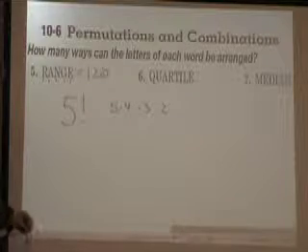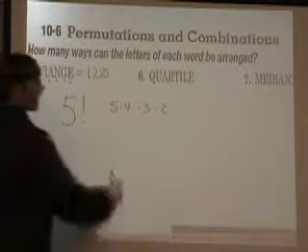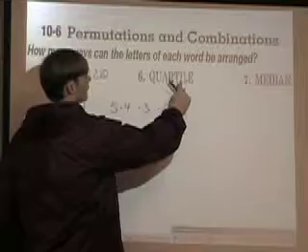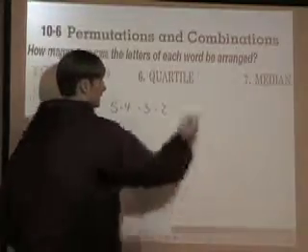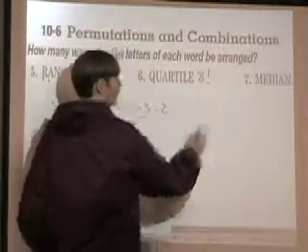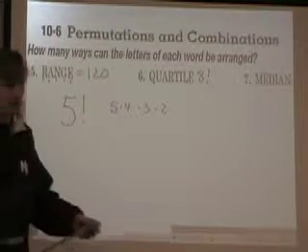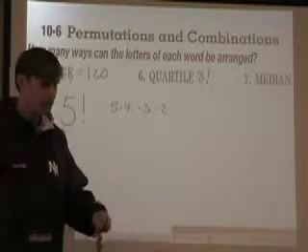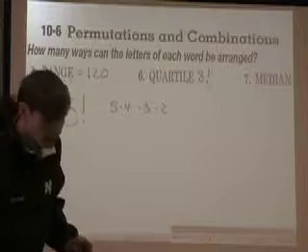I could arrange that. Okay, the next one's quartile. There's 1, 2, 3, 4, 5, 6, 7, 8 letters in it. So it's going to be 8 factorial, which is 8 times 7 times 6 times 5 times 4 times 3 times 2 times 1. What is it in your calculator?